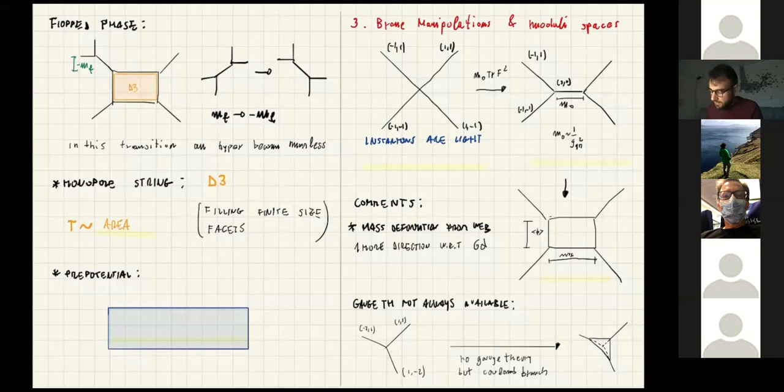Moreover, we can compute the prepotential, and to compute the prepotential from the web, there is a simple formula. If you compute the area, so the tension of these monopole strings, so the area of the D3 wrapping finite size facets, then you can compute the prepotential. And the prepotential will be given by just this integral, where I integrate the area in terms of phi.